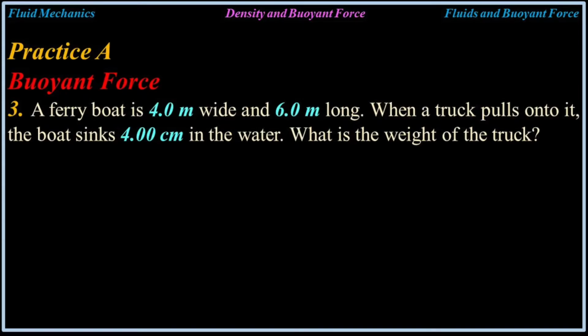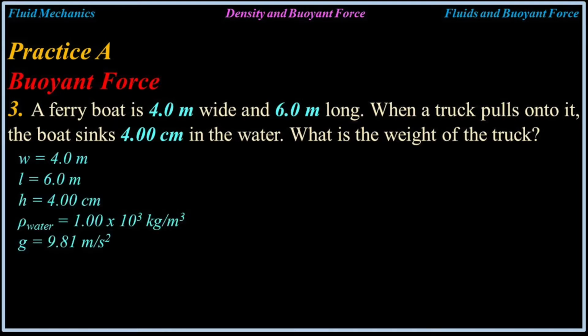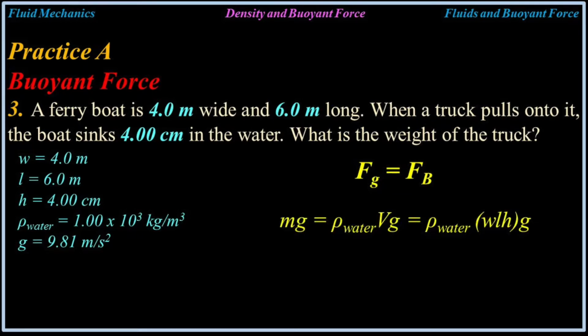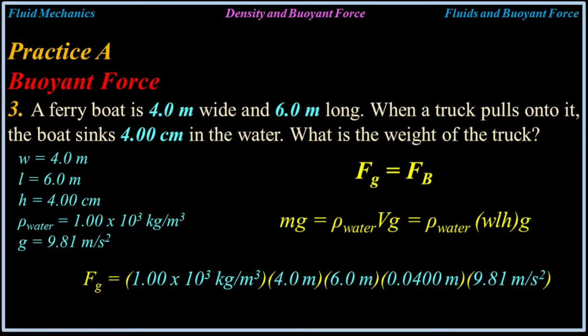A ferry boat is 4 meters wide and 6 meters long. When a truck pulls onto it, the boat sinks 4 centimeters in the water. What is the weight of the boat? So it's going to sink 0.04 meters. What volume of water is that going to represent? And then what's the weight of that volume of water? So here's the answer. The answer is going to be FG. I put down FG equals FB, expanded, plugged in, and my answer is 9.4 times 10 to the third newtons.